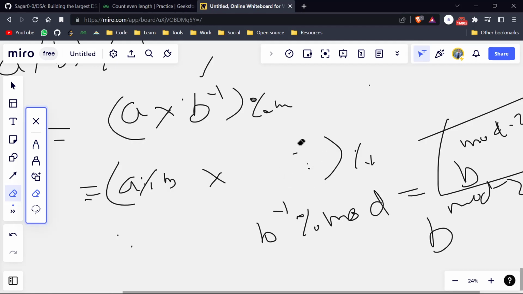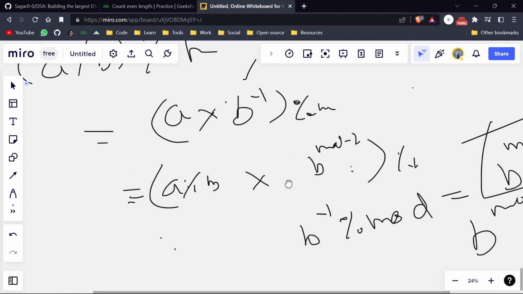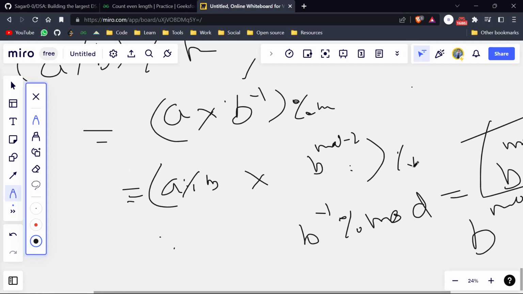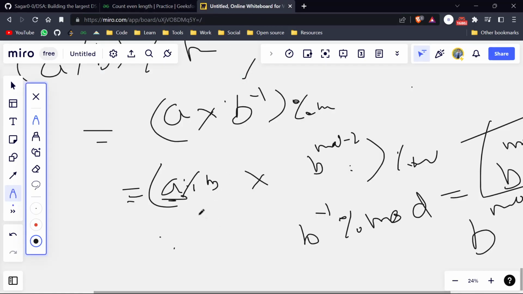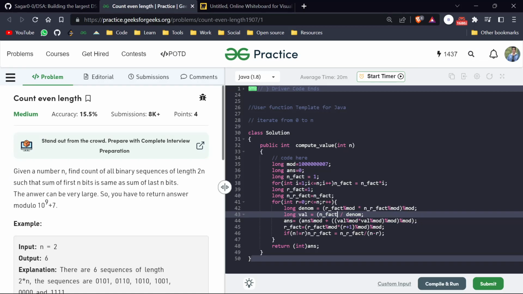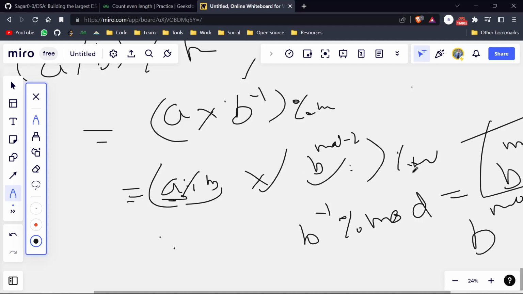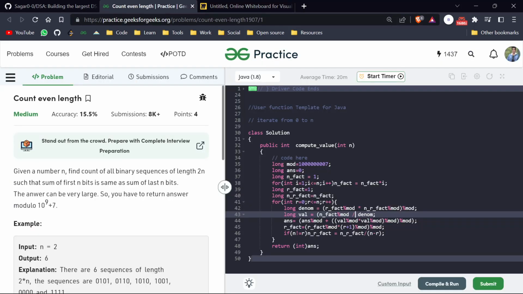So here we will write power of b to the power mod minus 2. That is the thing we are going to use here, and that will be our final answer when we are dividing values. So when we are dividing, we can just write here a, which is our n factorial mod mod. So n factorial mod mod, and then we have to multiply the second value, and after that we have to mod the whole thing. We have to multiply this second value, that is your denominator. We have to find the power, right? And after that the mod of this whole thing.